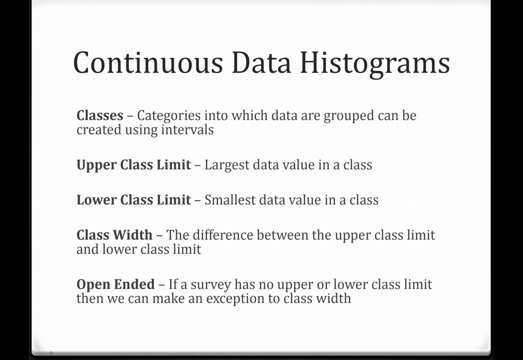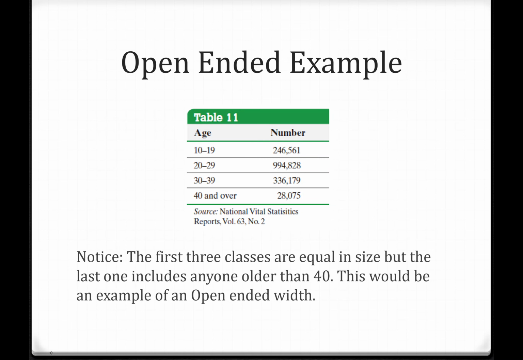And one final thing to keep note of is you want to keep the class width uniform, basically the same distance in all cases, except if it's open-ended. For instance, if a survey has no upper or lower class limit, then we can make the exception to the class width. So let me show you an example of what that means. An open-ended example is, notice that the ages are from 10 to 19, 20 to 29, 30 to 39, which is all 10 years, and then 40 and over. So 40, 50, 60, 70, it's everything else. That's okay in this instance because that's what an open-ended width would be. But notice that the majority of them are the same width, and that's how yours should be too.